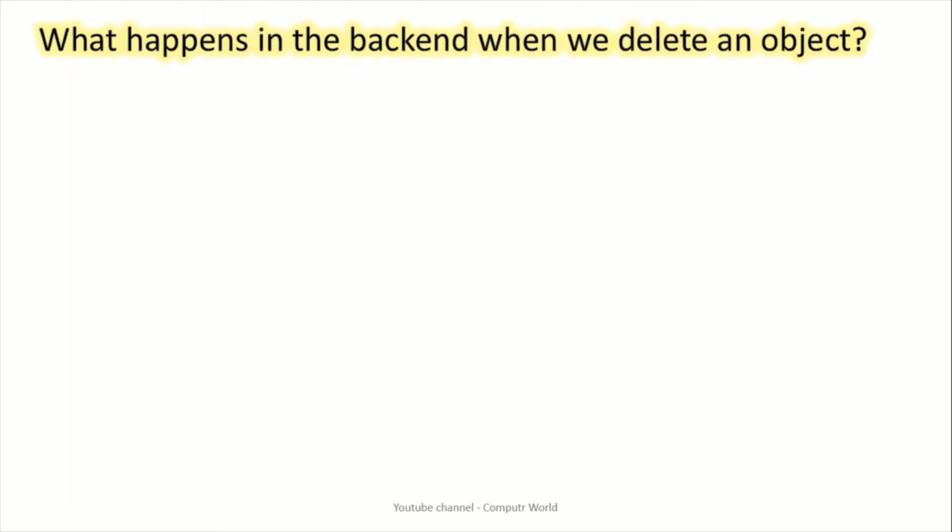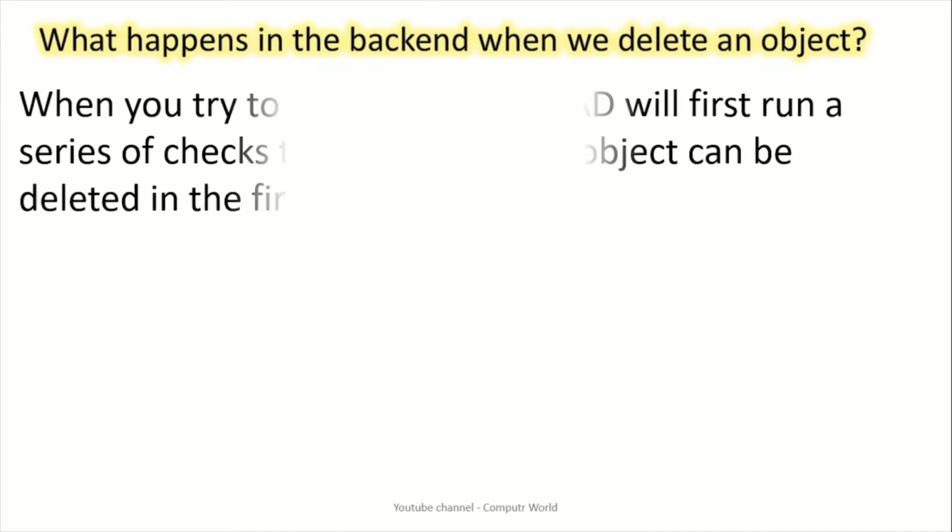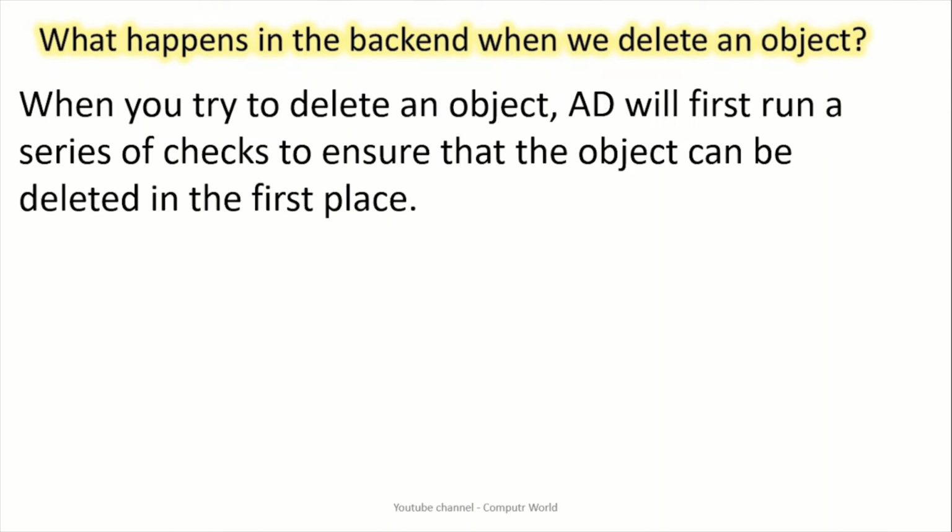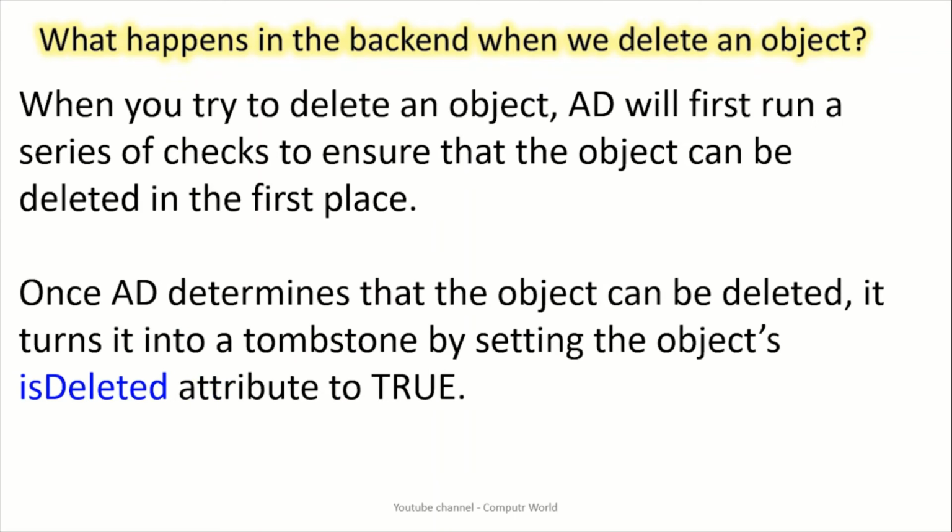So what exactly happens in the backend when we delete an object? When we try to delete an object, Active Directory will first run a series of checks to ensure the object can be deleted in the first place. Then once AD determines the object can be deleted, it turns it into a tombstone by setting the object's is deleted attribute to true. So simply, whenever we delete an object, Active Directory will simply turn the is deleted attribute to true.